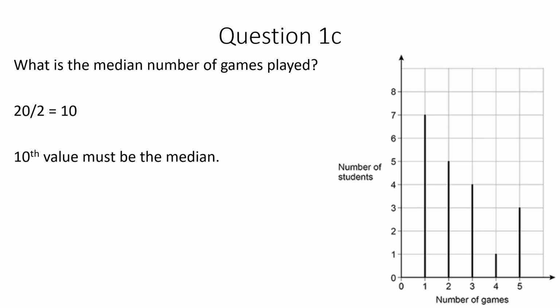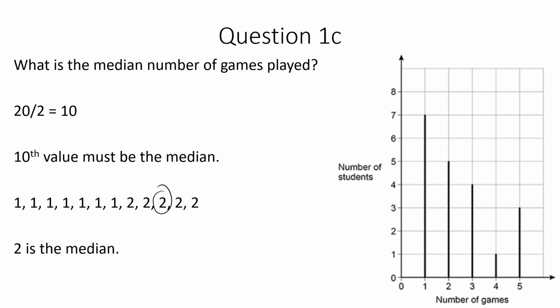must be the median. So you could just write out the first 10 values if you want. So I've written out basically all the 1s and the 2s, and you can see that when you get to here, 2 is the 10th value. So 2 would therefore be the median.